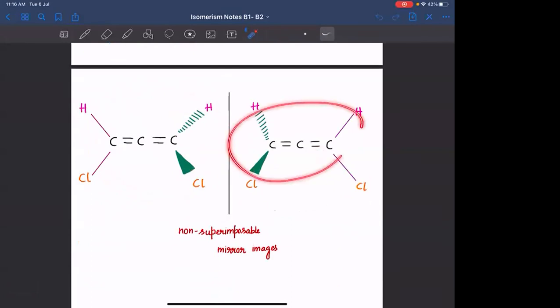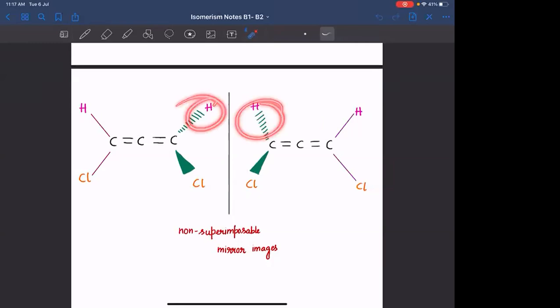If I try to superimpose this, I cannot superimpose this. If I try to rotate it by 180 degrees, तब क्या होगा? Suppose उसको flip कर लो. Don't rotate it by 180 degrees. Flip it. You are flipping it. Hydrogen यहाँ पे आएगा, chlorine यहाँ पे आएगा, ठीक है. But ये जो hydrogen which is going into the plane, now it will come out of the plane. Okay, so that particular hydrogen cannot superimpose with this.